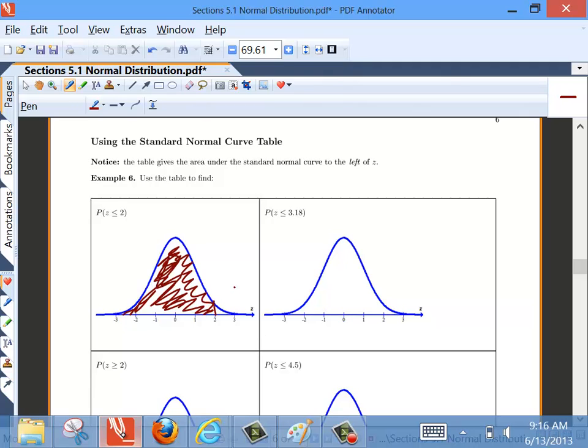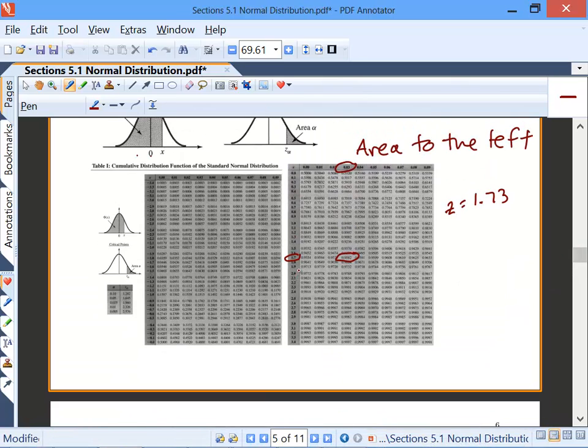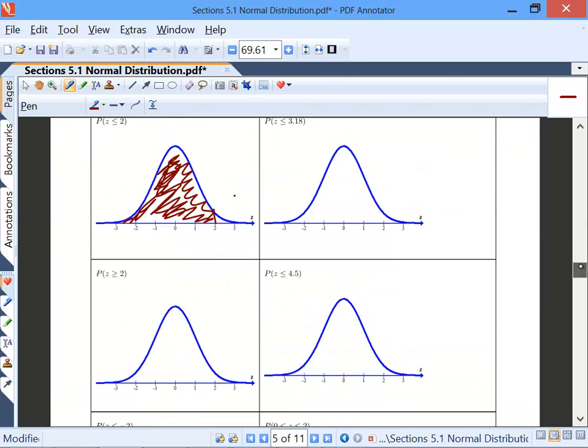Okay. So if I want the 2, I can show you on this graph, I need to go to 2.0, and then I need, what, for my hundredths place, I need the 0 again. So if you look at that, so 2.00, the area is 0.9772.